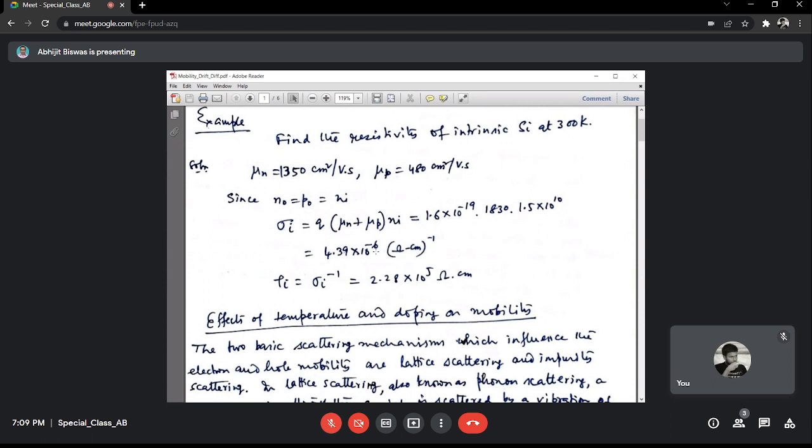So the resistivity, that is the reciprocal of the conductivity, is on the order of 2.28 into 10 to the power 5 ohm centimeter. So this is one important problem regarding intrinsic silicon: how to calculate the resistivity as well as the conductivity of this material.